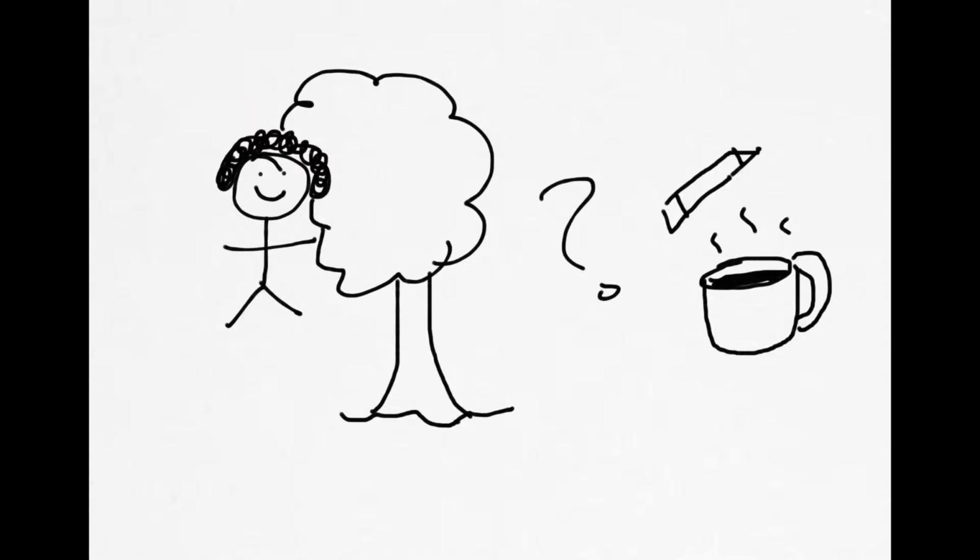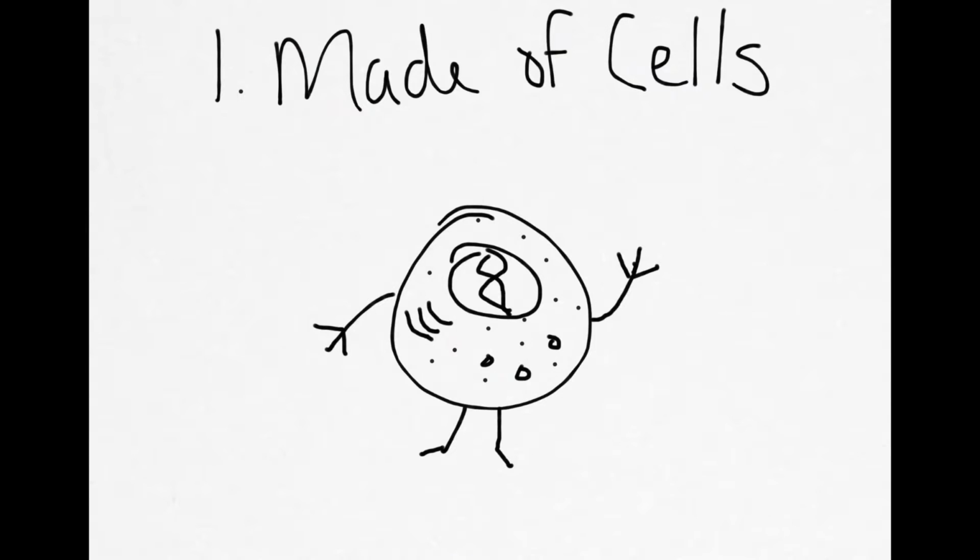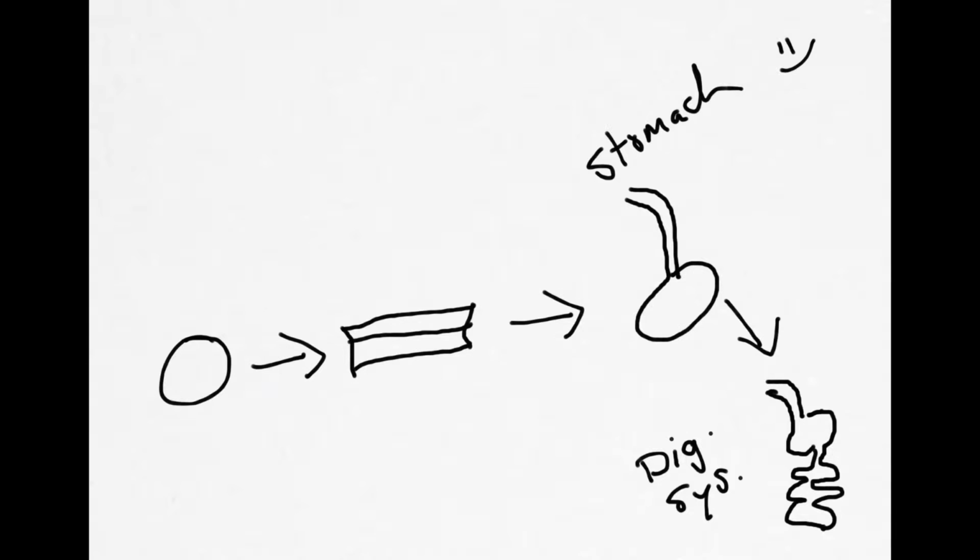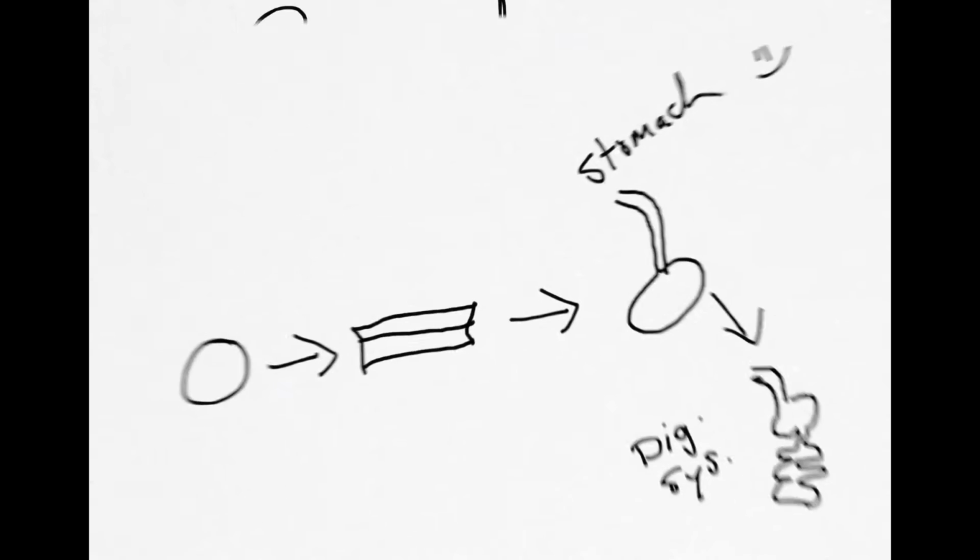All right, so let's get to our checklist. Living things are made up of cells. Cells are the smallest unit of life, and they're pretty important when it comes to an organism because they make up the tissues, they make up the organs, which make up the organ systems.